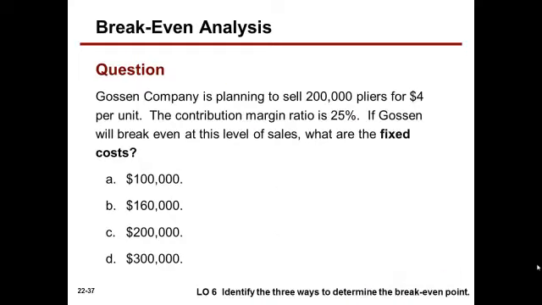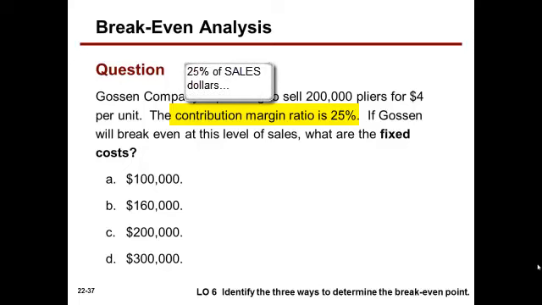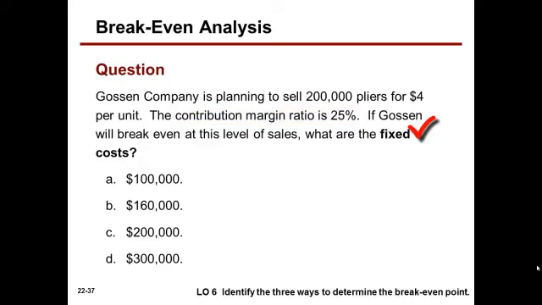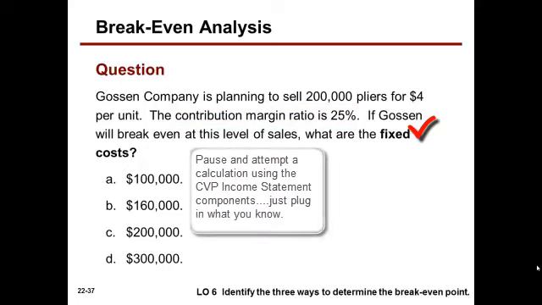Question. Gauss & Company is planning to sell 200,000 pliers for $4 per unit. The contribution margin ratio is 25%. If Gauss will break even at this level of sales, what are the fixed costs? I suggest you pause this video and attempt a calculation.